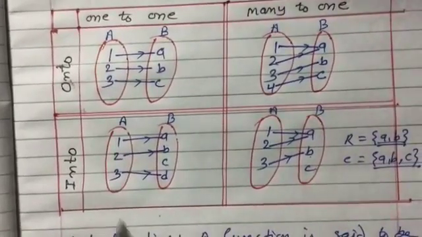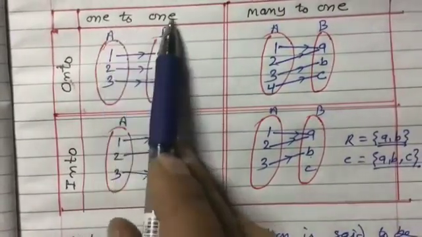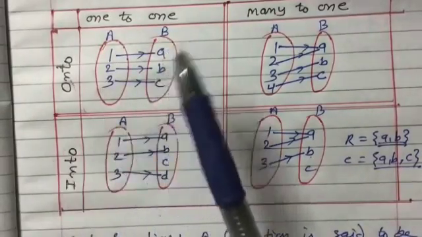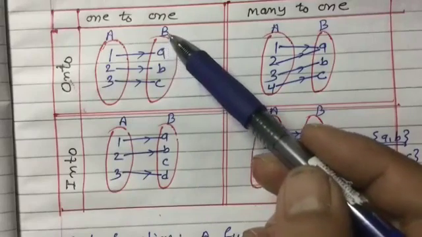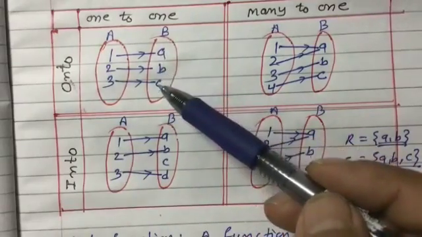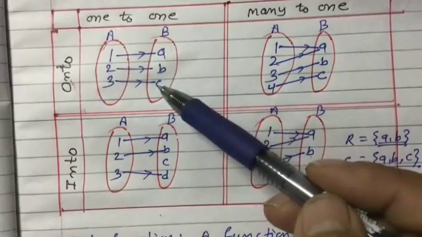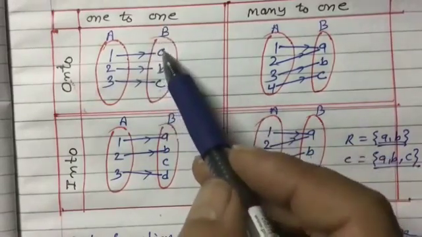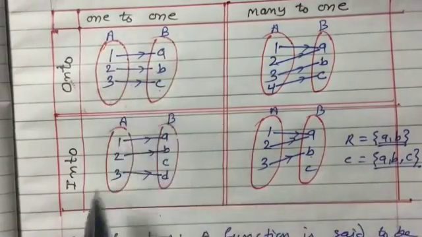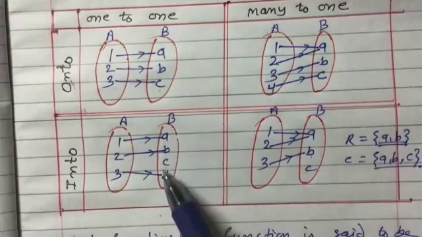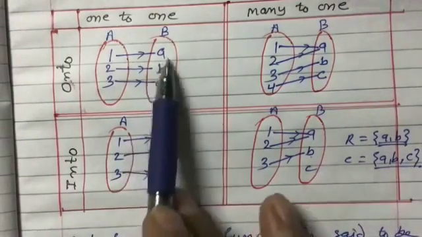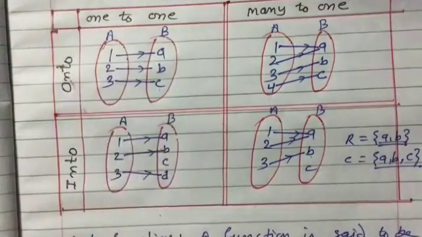Look at these two examples again. This is one-to-one, this is also one-to-one. In this case, the codomain contains A, B, C, and every element A, B, C is an element of the range also. Every element of the range has only one pre-image in the domain. Here also every element of the range has only one pre-image in the domain, then the function is called one-to-one function.